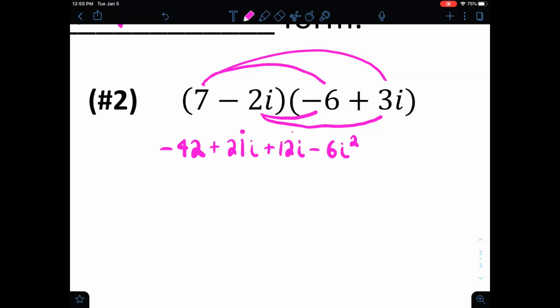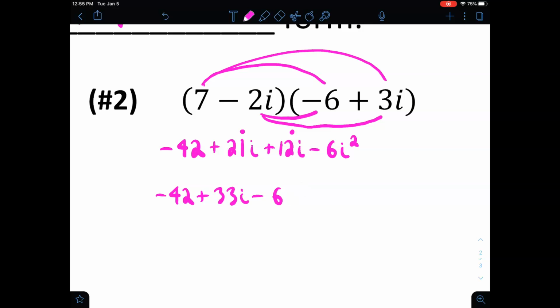Combine like terms. We got these i's here, not i squared. This is an i squared. i and i squared are different. Remember, it needs to be same variable, same exponent. Negative 42 plus, that's going to be 33i when you add those up. Minus 6i squared.